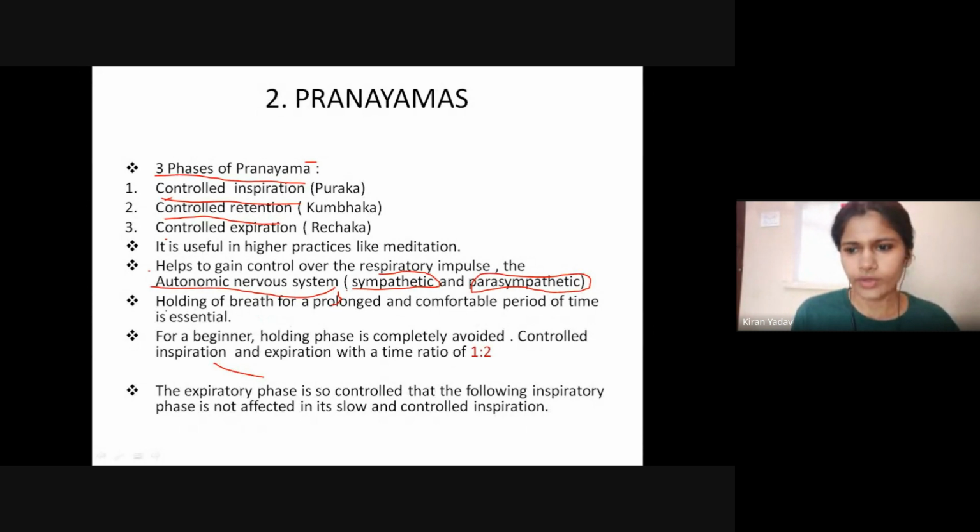Holding of breath for a prolonged and comfortable period of time is essential. While doing pranayama, holding of breath, kumbhaka, is essential. For a beginner, holding phase is completely avoided. Controlled inspiration and expiration with a time ratio of 1:2. So holding is essential, but if someone is a beginner, then the holding phase can be avoided and they can just do inhalation and exhalation. If for example we are doing inspiration for 20 counts, then the count for expiration should be double of it, 40 counts.